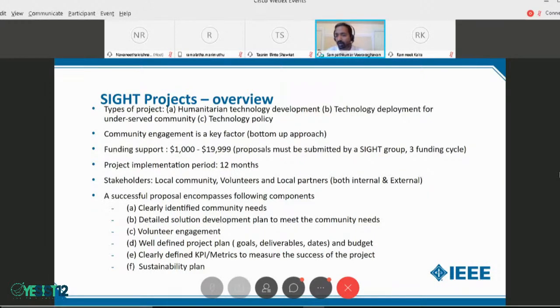It's basically a top down approach, right? What we prefer here is a bottom up approach, where you understand your community and the community needs is the primary driving factor for your program.